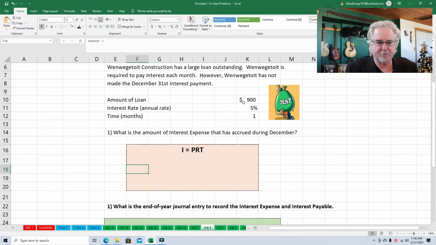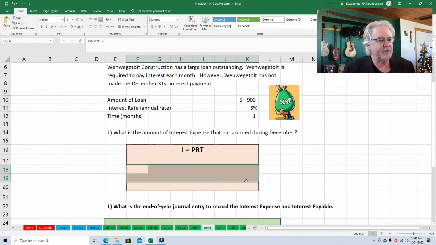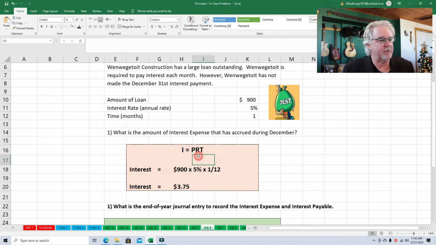Interest equals the principal, which is $900, times the rate, which is 5% on an annual basis, and the time is going to be 1 month out of 12. So we need to make those months on an annual basis also. Interest is going to equal $900 times 5% times 1/12, 1 month over 12.